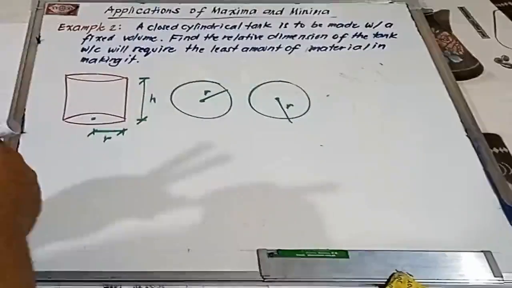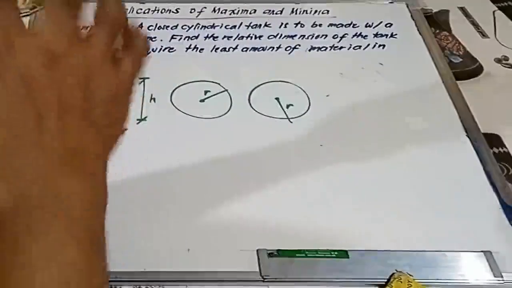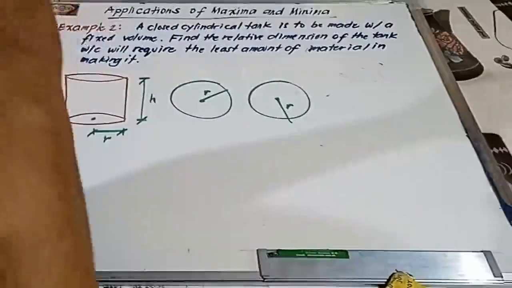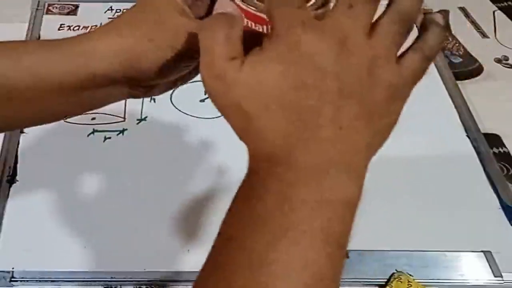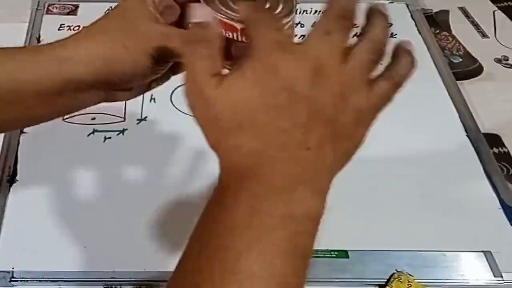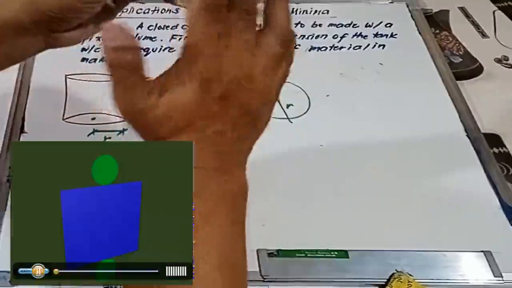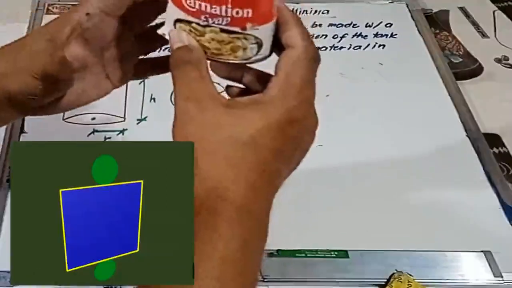Ano pa? So, parang lata lang ng Alaska, carnation. Okay? So, para makapagawa nito, dapat may cover ka sa ibabaw, may cover ka rin sa ilalim. Pagkatapos yung lata mo, paikot. Okay? So, sa ibabaw, isang circle, circular material, tapos sa ilalim, isa pang circular material, tapos yung lata sa gilid para makapagbuo tayo ng closed cylindrical tank.